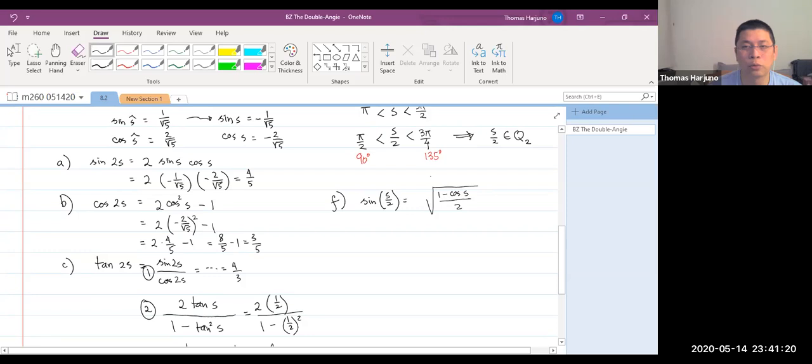In quadrant 2, S over 2 is in quadrant 2. Sine of that S over 2, therefore, is positive.